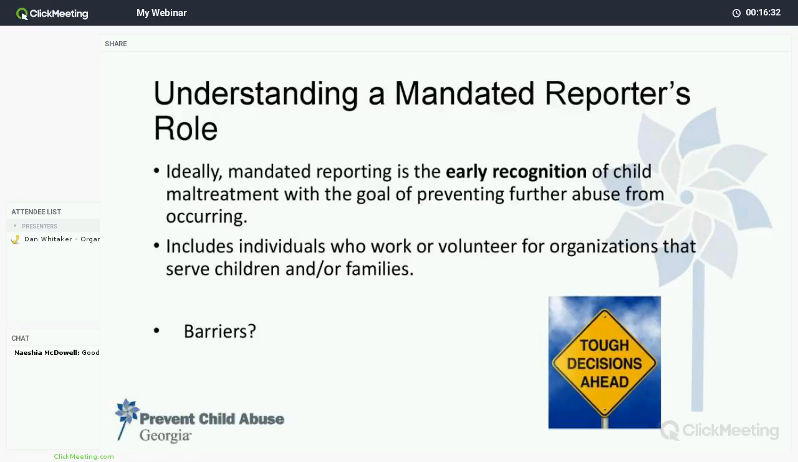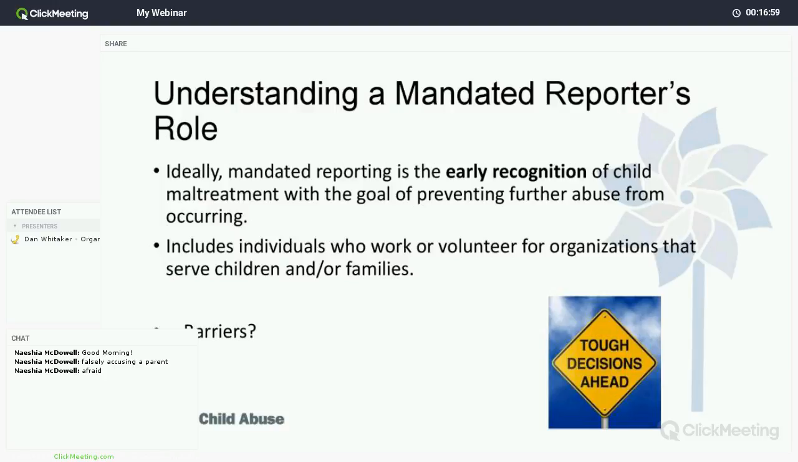So now I'm going to ask you, what are some barriers to reporting suspected maltreatment that maybe you have felt personally, professionally, or other people you interact with have felt as well? So if you can type in the box below. And I see some people are typing. Falsely accusing a parent. Yeah.